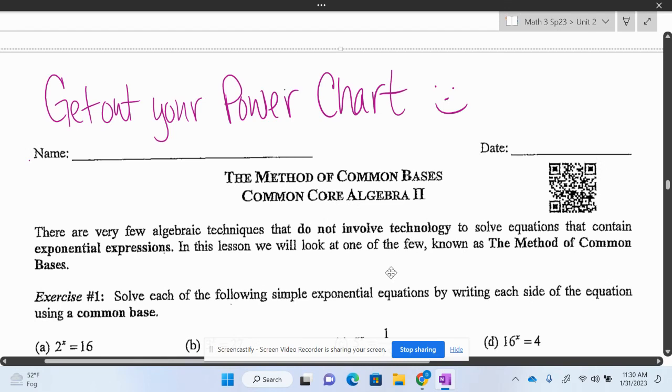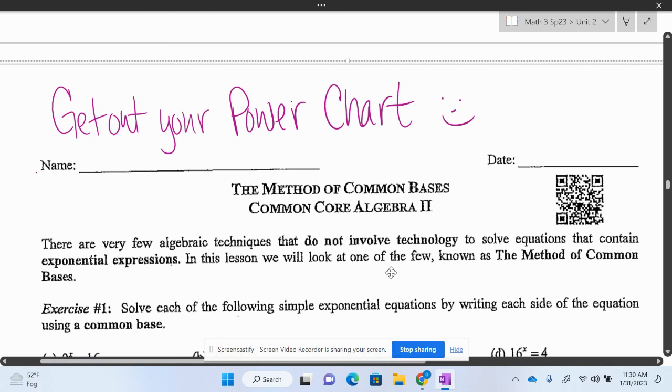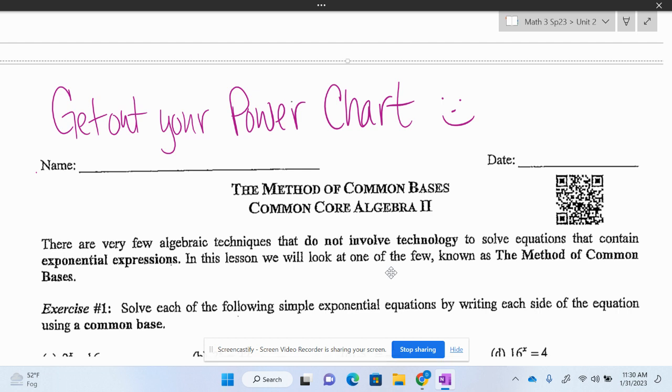All right. So you want to get out your power chart from yesterday. So today we are going to solve exponential equations. We're on page 13 of our note packet. So today we are solving exponential equations.